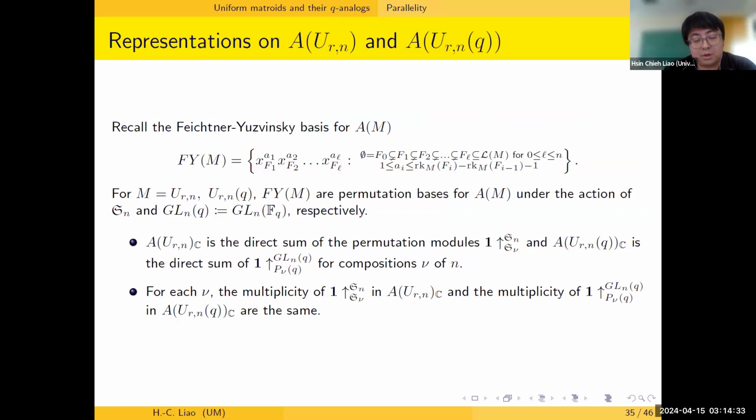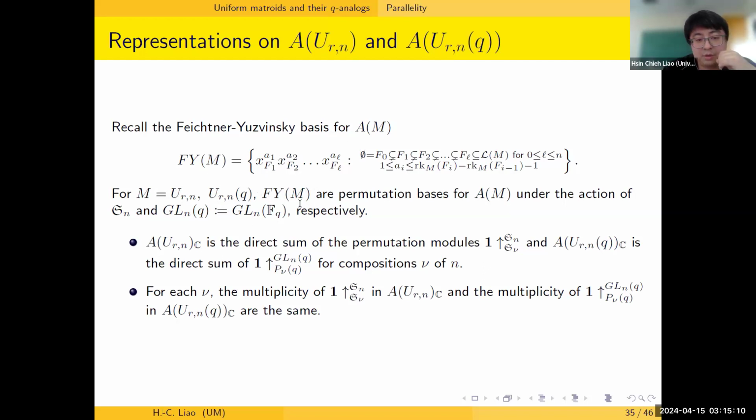And so in our case, we will start with looking at the representation on the Chow ring of the uniform matroid and the q-uniform matroid. Recall we have the Feichtner-Yuzvinsky basis for the Chow ring of a matroid like this. They are indexed by chains in the lattice of flats with some weight for each of these terms. And when the matroid is uniform or q-uniform, it turns out these bases are also permutation bases for the Chow ring under the action of Sn and the general linear group GL_n(q) respectively.